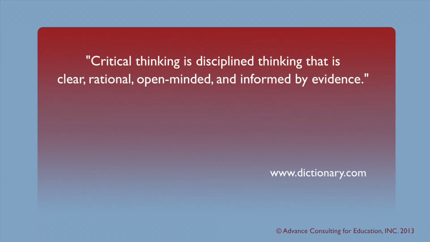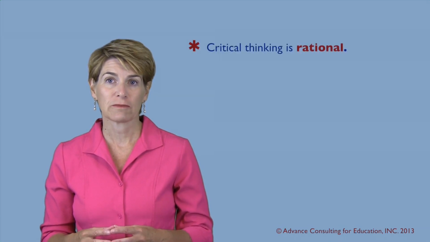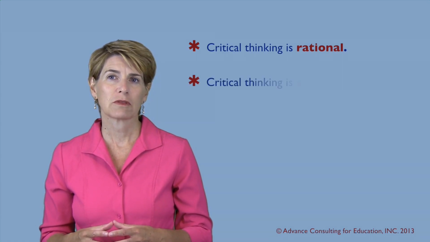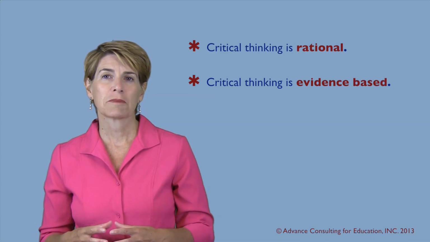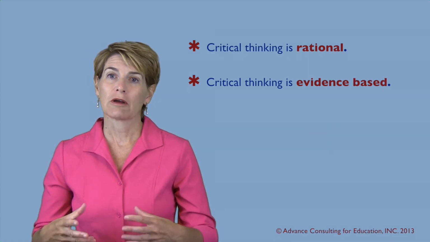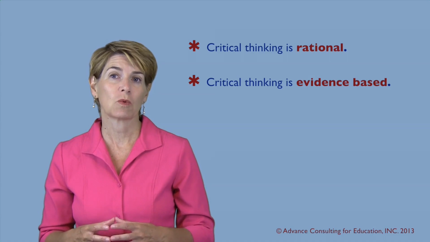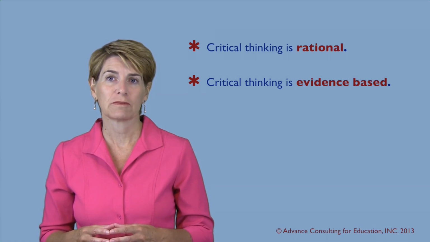Here's the first definition. Critical thinking is disciplined thinking that is clear, rational, open-minded, and informed by evidence. This definition is just a standard dictionary definition. There are two key points to pull out from this first definition of critical thinking. The first is that critical thinking is rational, so it is logical and it's very objective. And the second key point is that critical thinking is evidence-based. So we don't come up with our conclusions in critical thinking using our imagination or any other type of creativity. It is very, very evidence-based, based on what's happening and what we see in the real world.